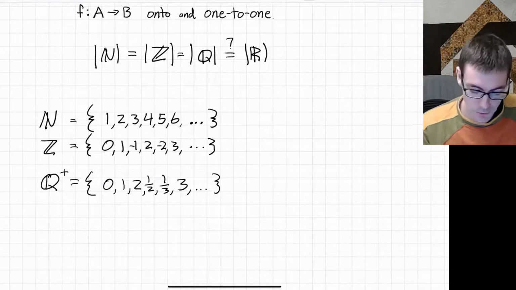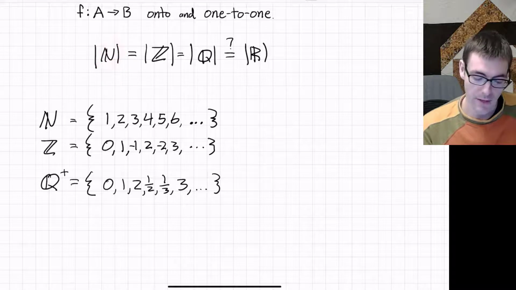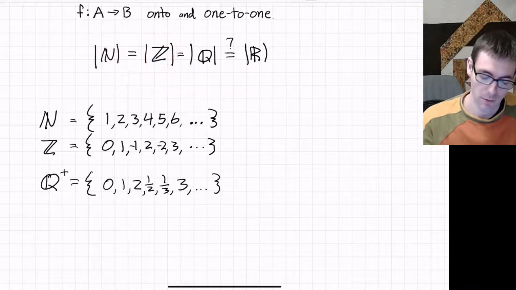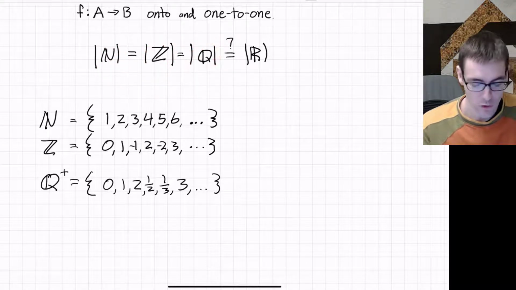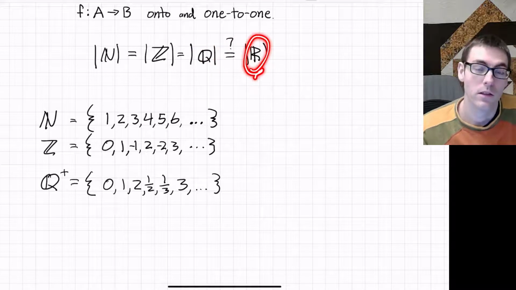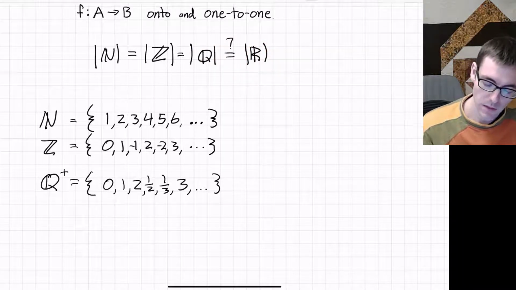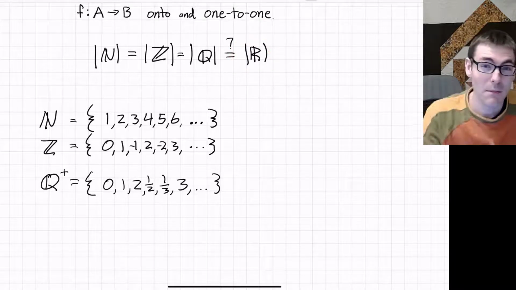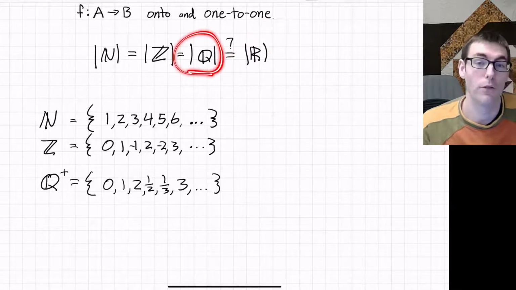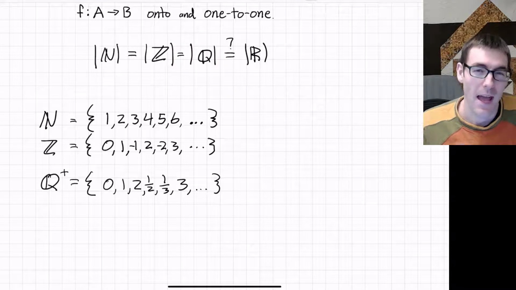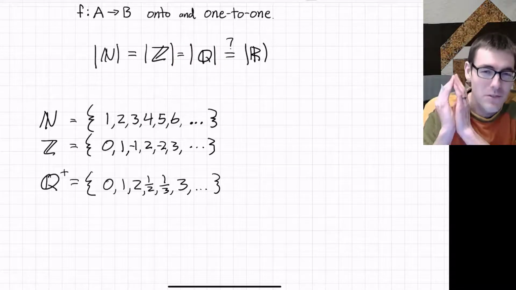So remember our sort of sets of numbers hierarchy. The natural numbers are a proper subset of the integers, which are a proper subset of the rationals, which are a proper subset of the reals. So does this pattern continue? Is the cardinality of the real numbers the same thing as the cardinality of the rational numbers? And as it turns out, the answer is no.